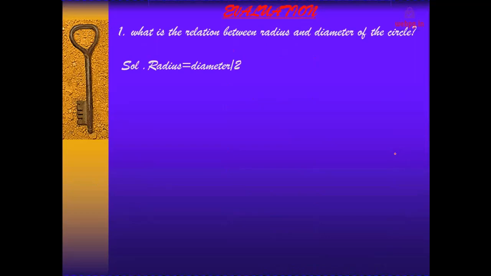Now, evaluation. What is the relation between the radius and diameter of the circle? If we consider radius r and diameter d, then radius equals half of the diameter. Or, in another way, d equals 2r, I mean 2 times the radius.